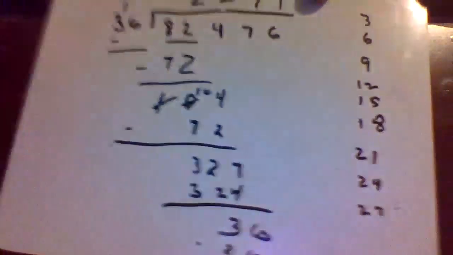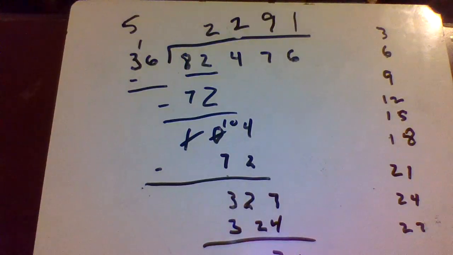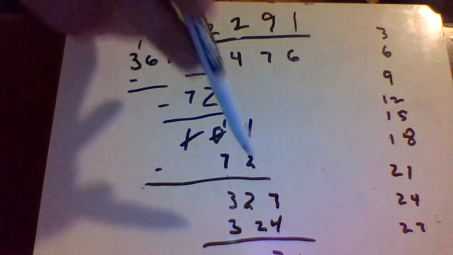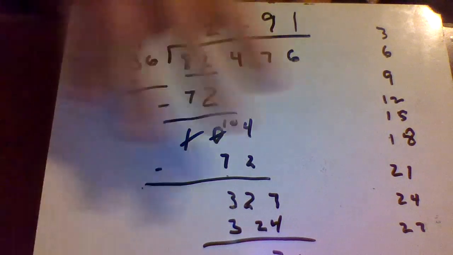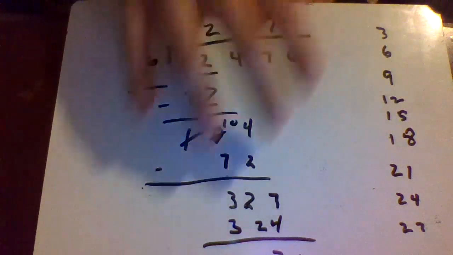And I don't know how I got it to go in even. I just made up a number. But we know our answer is 2,291. So 82,476 divided by 36 is 2,291. And here are our steps if you want to write them down. If not, then here they are. Memorize them however you need to.